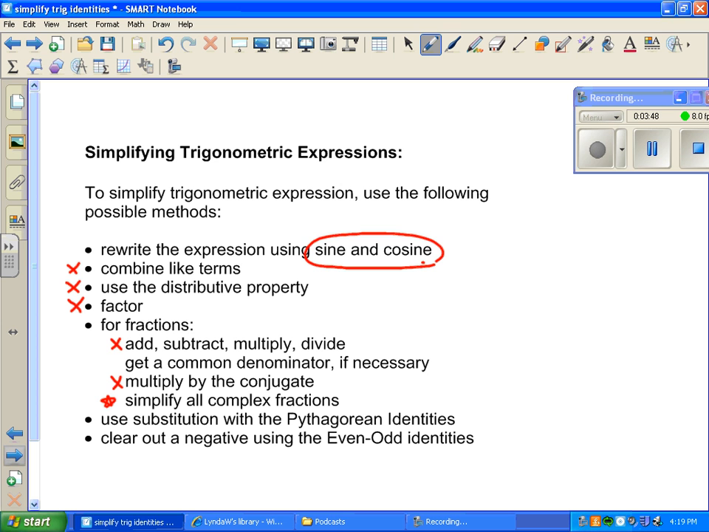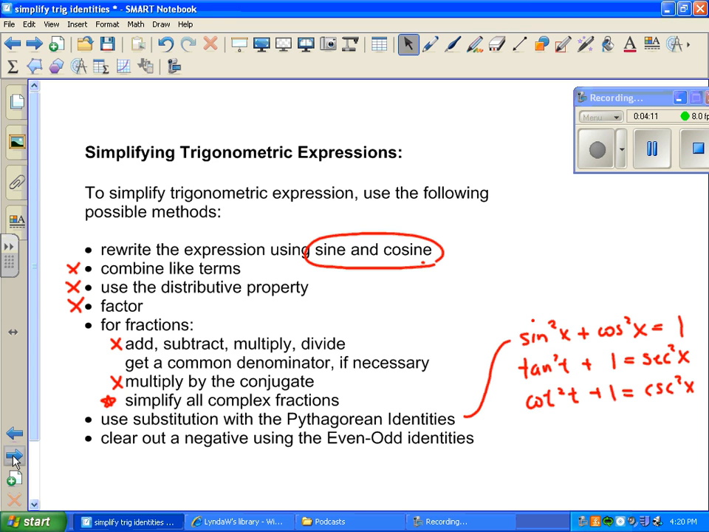And in the last example, I used the Pythagorean identities, which the basic one is sine squared plus cosine squared equals 1. But we also have tangent squared plus 1 equals secant squared, and cotangent squared plus 1 equals cosecant squared. Okay. Another thing that we might want to try using is the even and odd identities. So if we have a negative in there, we might want to try to get the negative out. Later on, when you learn sum and difference formulas and double angle and half angle, you can also simplify expressions using those identities as well.